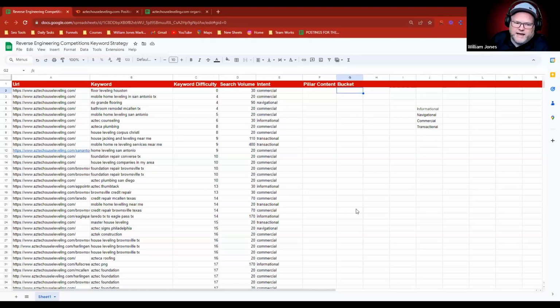That sort of thing. So what we want to do on this sheet is ask, what keywords do I have? What keywords do I not have that they have? And we'll do side by side columns, right? For example, maybe you have floor leveling, they have floor leveling Houston, and you do not. Maybe they have mobile home leveling in San Antonio, Texas, and you do not.